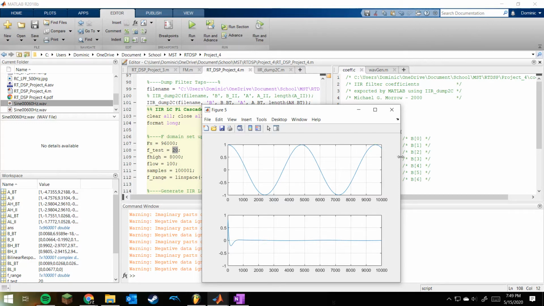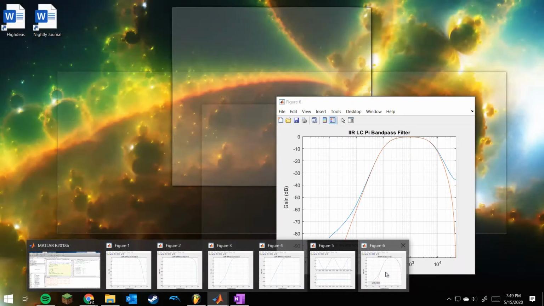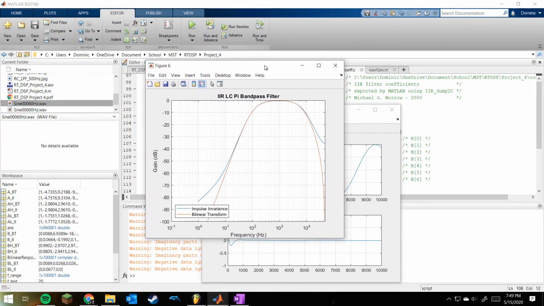which looks nice. If we go ahead and look at the frequency response of our filter, both the impulse invariance and bilinear transform techniques show up pretty well.